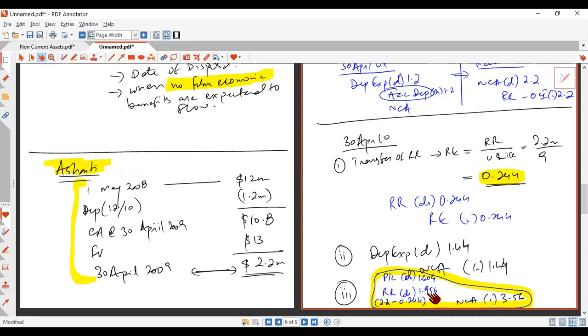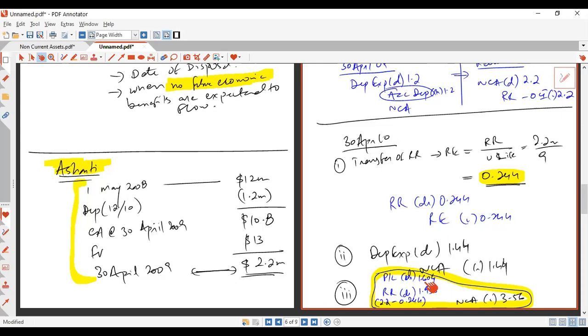The revaluation reserve is going to be debited by whatever that is left. So originally it was 2.2. Then there was a transfer from revaluation to retained earning of 0.244. So that means revaluation has decreased and it has now become 1.956. The P&L is going to be debited by 1.604.